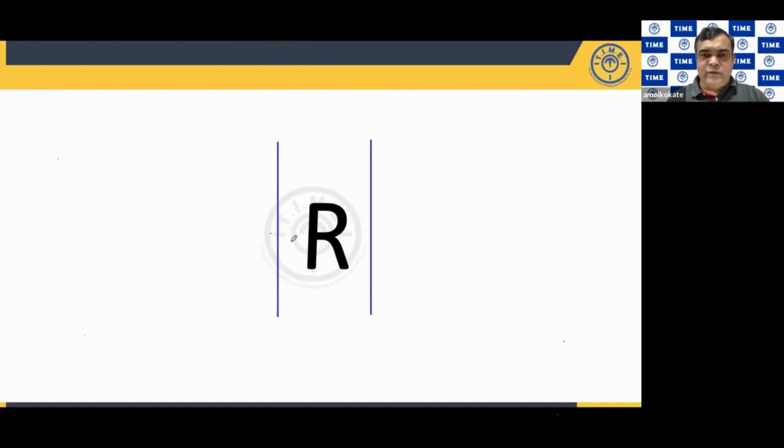Can you visualize that? Now, it will be difficult for me to explain to you. Can you imagine the image of it? R. If you take a right side as mirror, then this is how the R will look like. If you take the image on the left side, this is how it will look like. Is that okay?